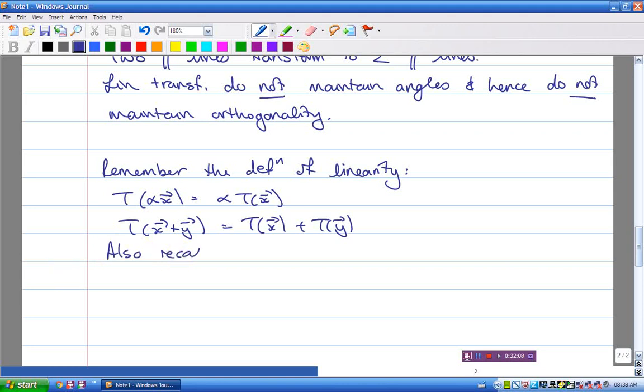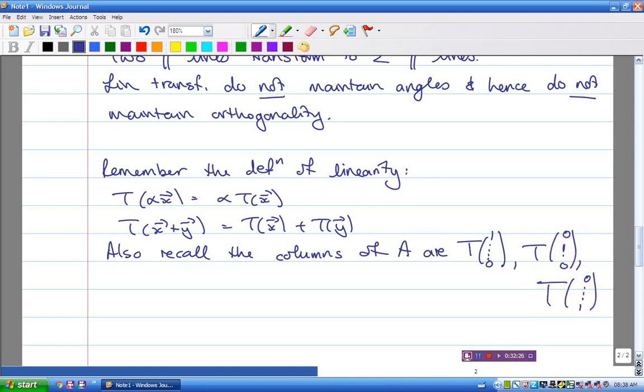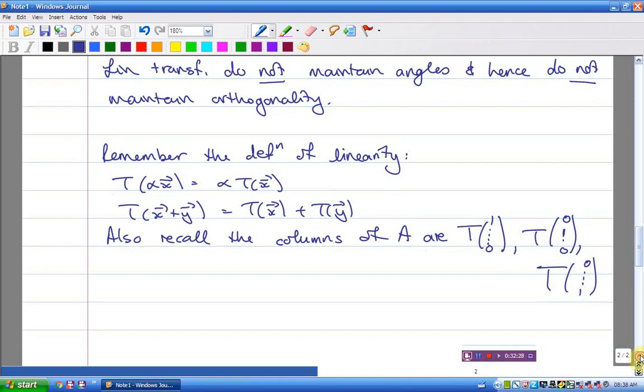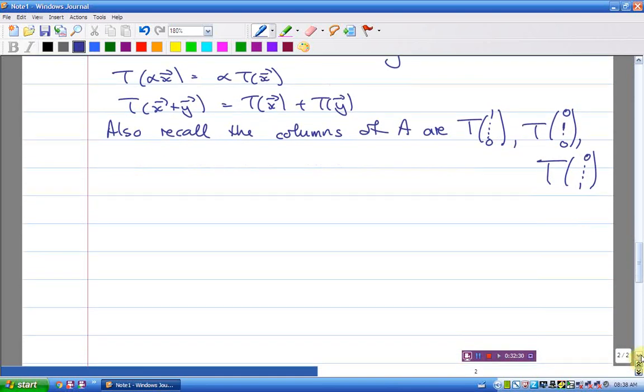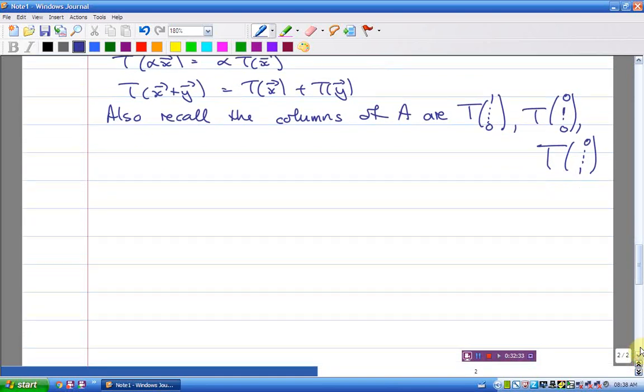Also recall the columns of A are T applied to the columns of the identity matrix. You can see that very easily in a typical example. Let's say T of (x, y) is (2x plus y, 3x). We would say that the matrix that represents it is [2, 1; 3, 0].